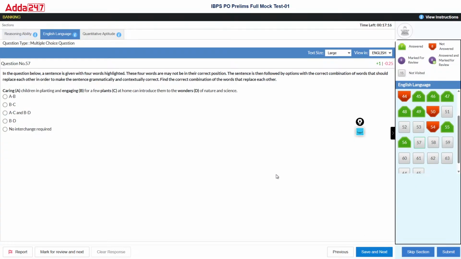Engaging children in planting and caring for a few plants at home can introduce them to a wonder. Okay. So CA or DA.